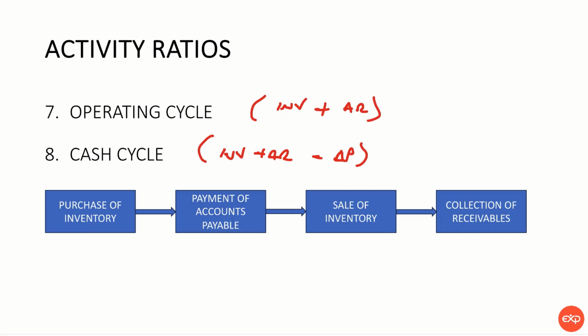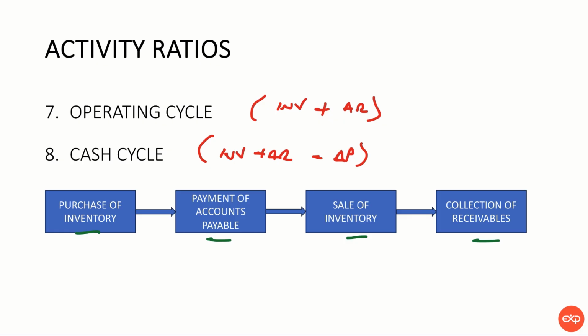That's what it is. You'll probably note that on the slide there's a little bit of a flow at the bottom of the slide, which basically looks at the operations of a business. You have your purchasing of the inventory, and then you have to pay the accounts payable associated with buying that inventory. Then you sell the inventory, and then you collect the receivables from the sale of that inventory. That's basically the operations of the business.